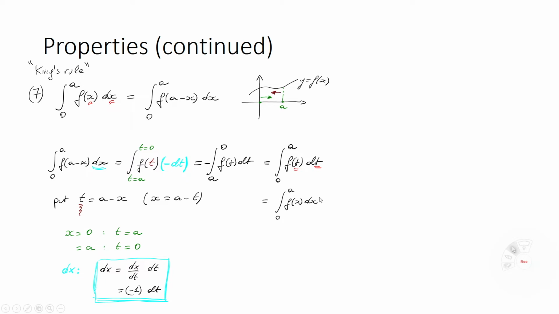There's a second property, I'll call it 7 prime, that is very similar. That says that the integral from a to b of f of x dx is equal to the integral from a to b of f of a plus b minus x dx. And the proof and the interpretation are exactly the same, so I will leave this to you to check, please.